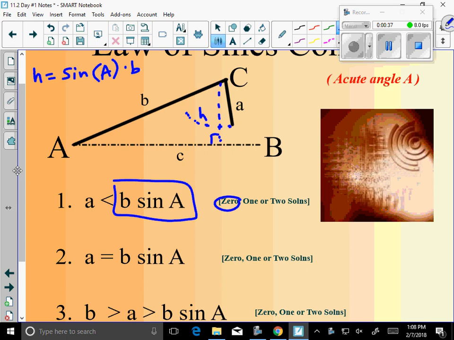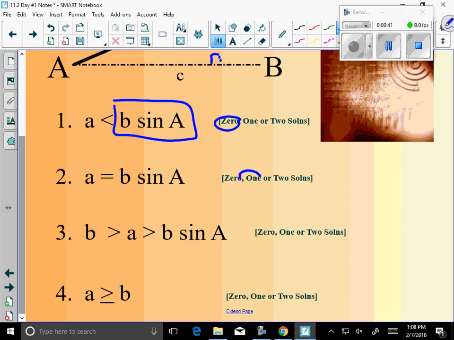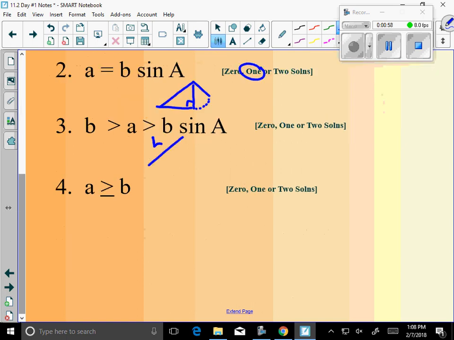How many did we say we'd have if they were equal? 1, correct. What kind of triangle would that be? A right triangle, correct, because this side right here would rotate down and be the same as the height of the triangle, which would make it a right triangle. Cool. What if it's greater than the height but less than the side B?